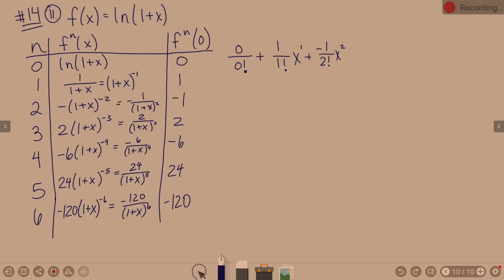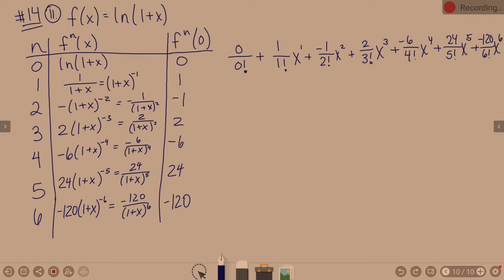It's all about the 2's. Now we're going to go all about the 3's. When n was 3, we got 2 over 3 factorial x to the third. When n was 4, we got negative 6 over 4 factorial x to the fourth. When n was 5, 24 over 5 factorial x to the fifth. And when n was 6, negative 120 over 6 factorial x to the sixth. And officially I should say dot, dot, dot, because it keeps going.